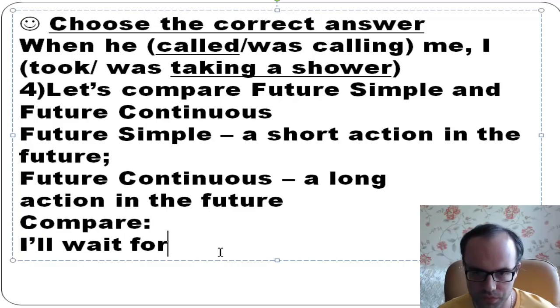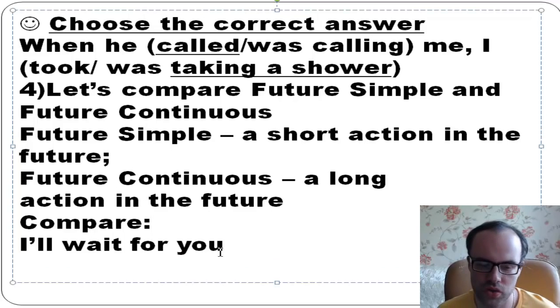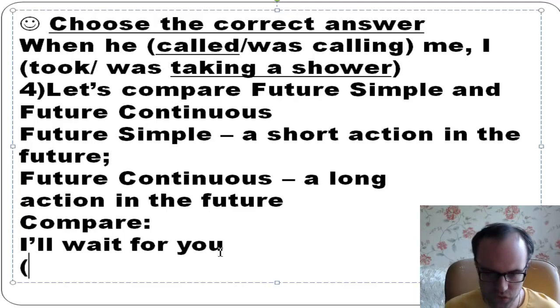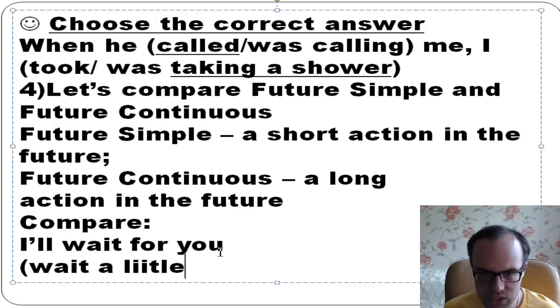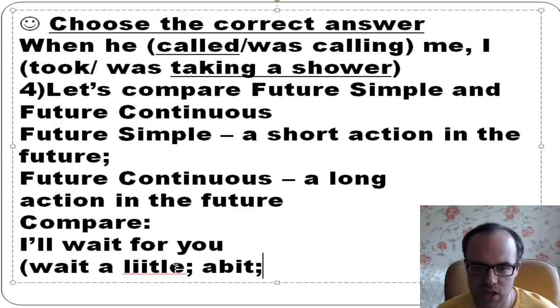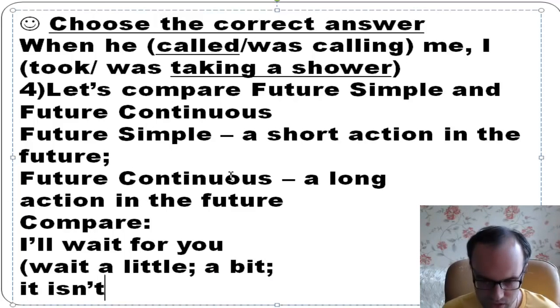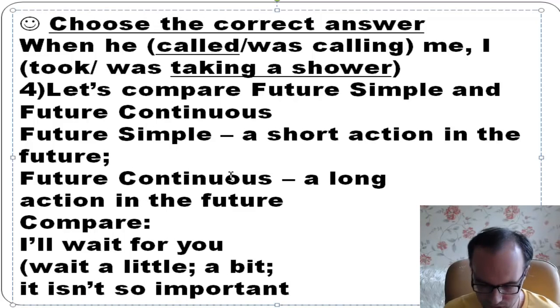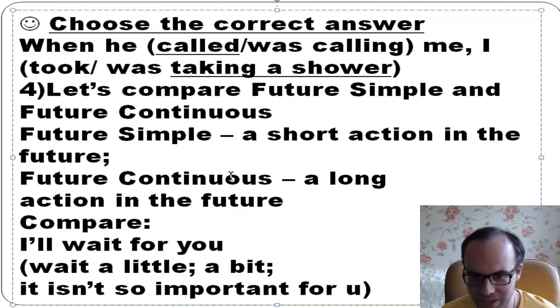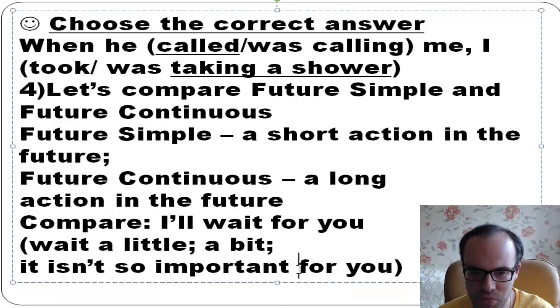I'll wait for you. If you say so, it means that it's a short action, so you'll wait a little or maybe a bit, and it isn't so important for you. So, you see. Well, okay?